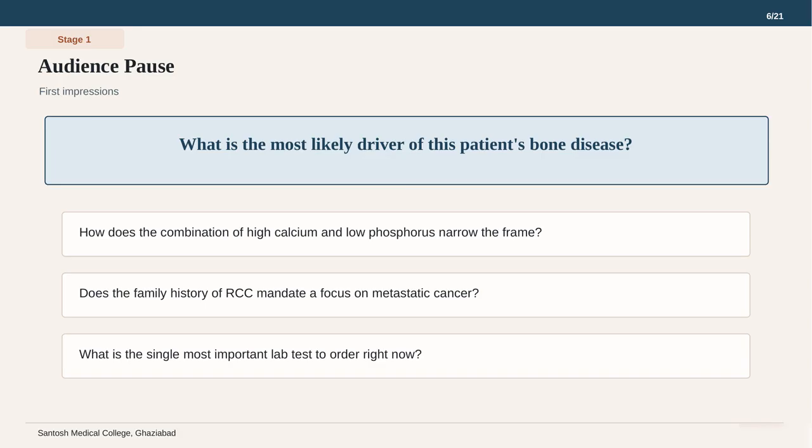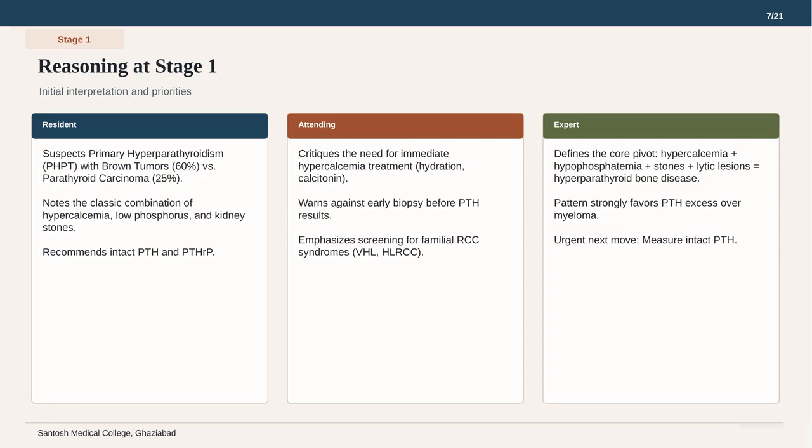Let's see how our different clinical perspectives interpret this initial stage. On this slide, we see the reasoning from our three perspectives. The resident in the blue box suspects primary hyperparathyroidism with brown tumors or possibly parathyroid carcinoma, recommending an intact parathyroid hormone and PTH related protein test.